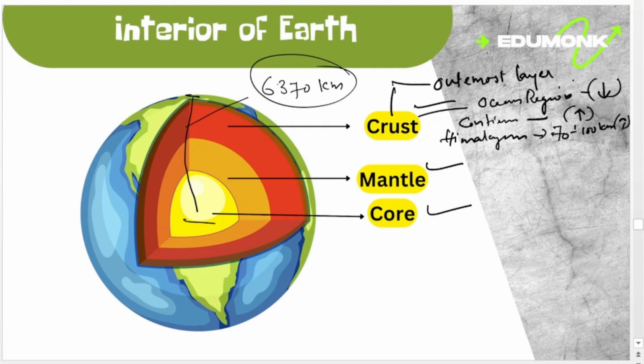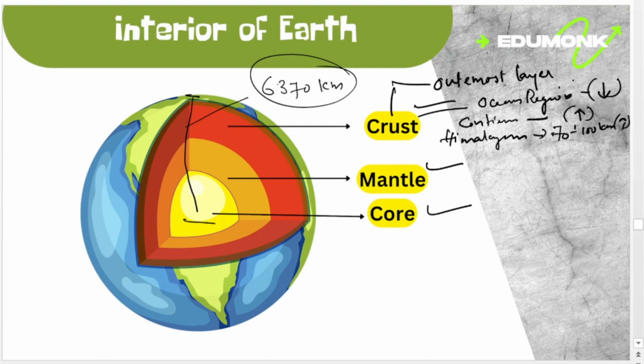For example, the oceanic crust is sometimes thin, around 5 to 30 kilometers, but the continental crust is around 50 to 70 kilometers thick. That's a difference.